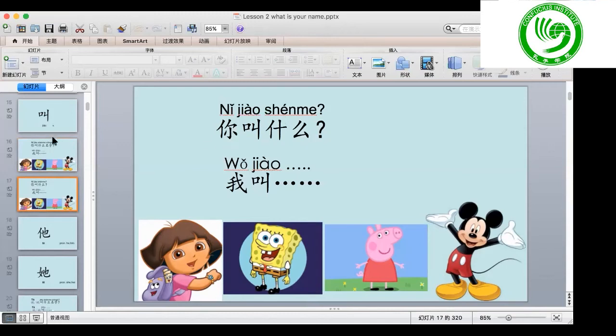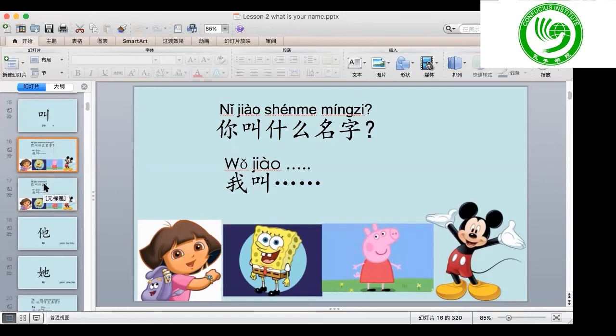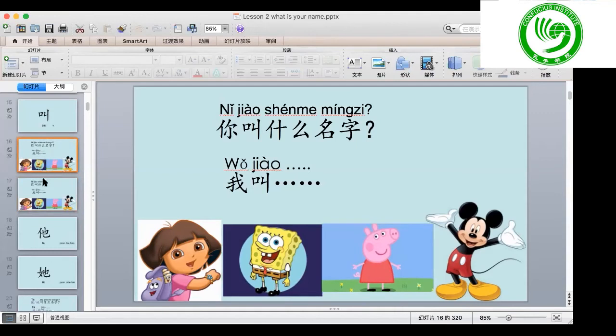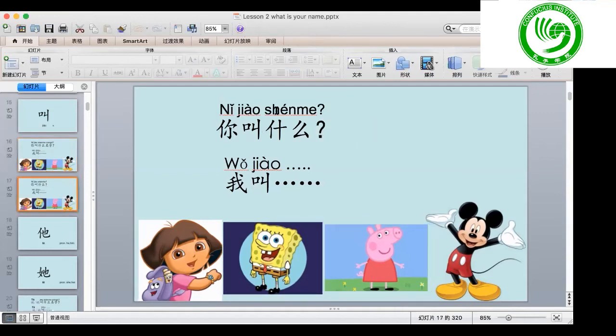Okay. So these two ways are the same. You can say either of them. In the book, it is this one, but this one is also correct. Okay, let us try this way. I'm gonna ask you first. You just need to answer me.